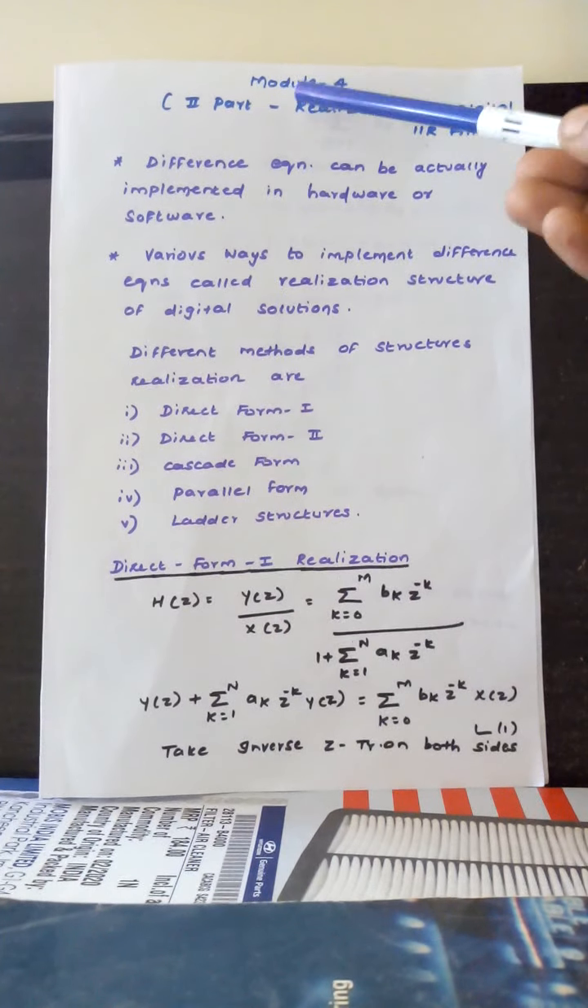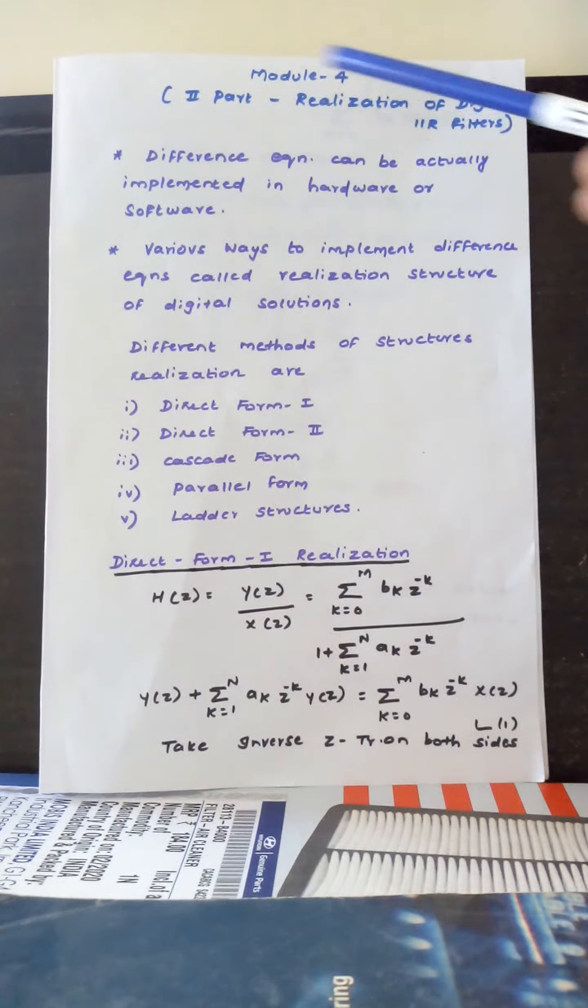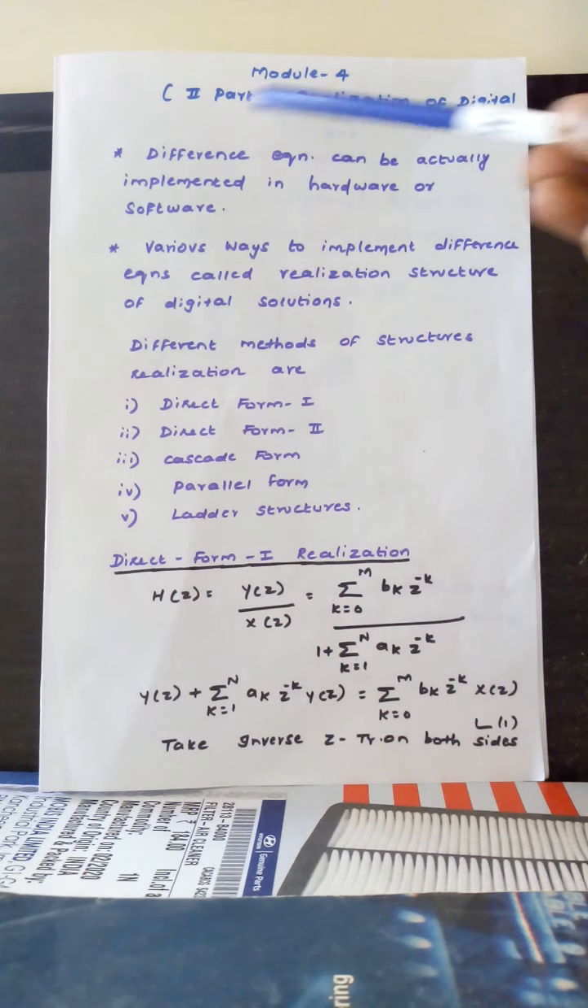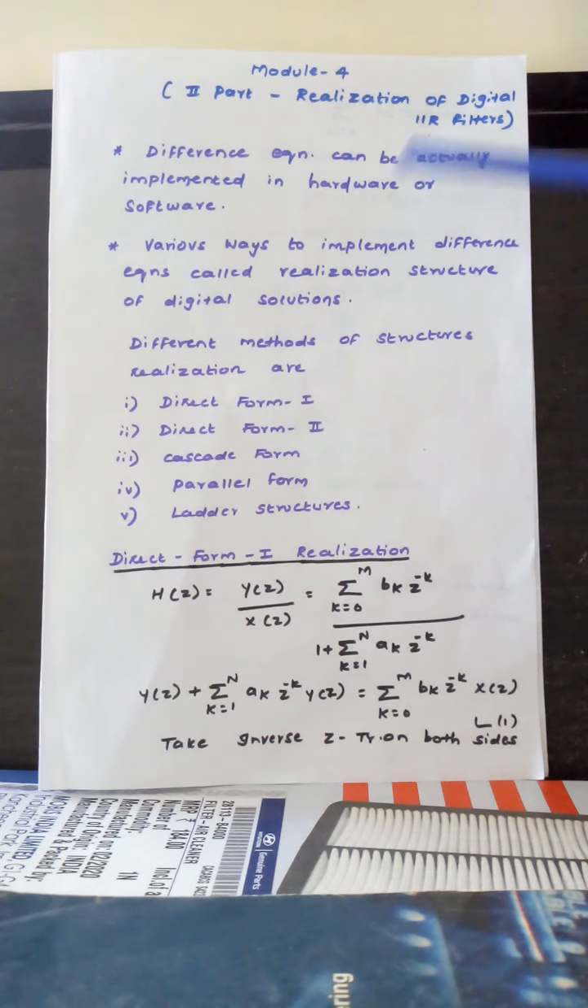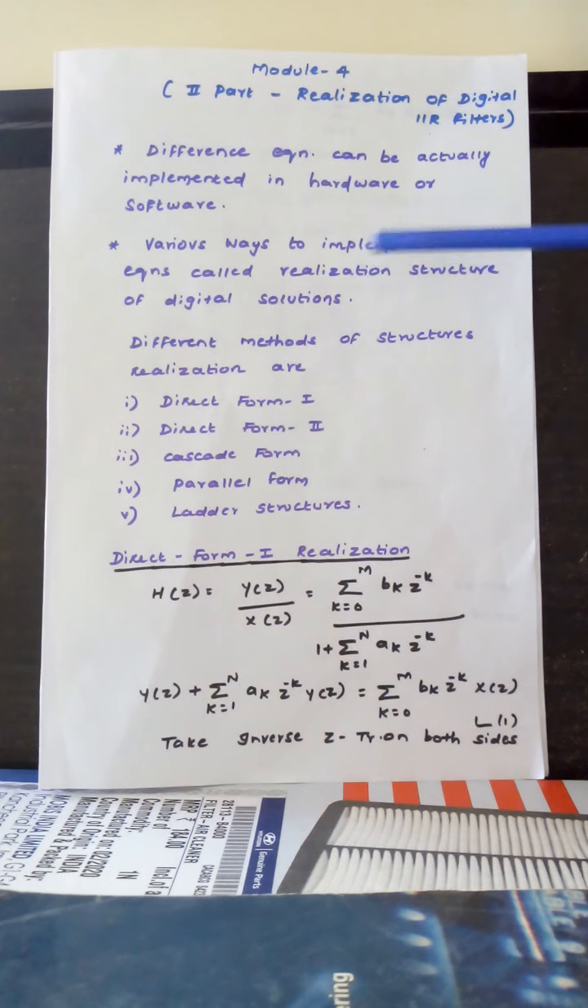Today we'll see module 4, that is the second part, realization of digital IIR filters. The realization of this filter can be done by a difference equation. This can be easily implemented in hardware or software, and in various ways we can implement this realization. That is nothing but what we call a realization structure.